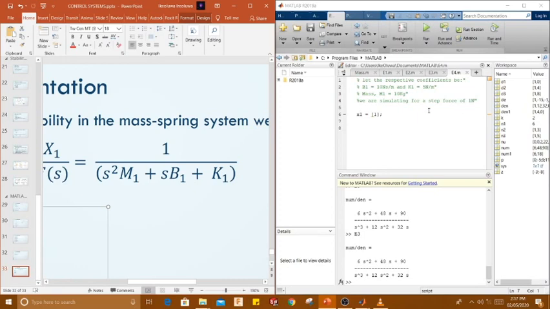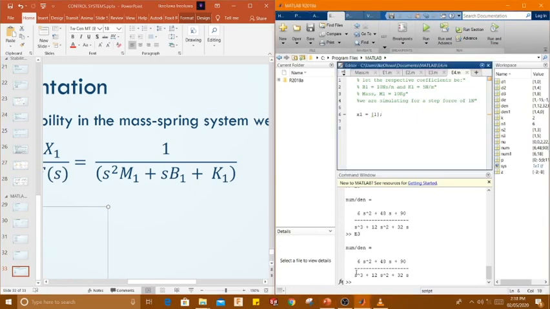So, now what's the denominator? Let's call that F. Let's say F equal to, define an array of coefficients. Now M1 is 10, don't forget, from our description, 10 kilograms. And then we have, what's B1? That's also another 10. And then what's K1? That's a 5. Okay, now we have that. Now let's define a parameter g as a transfer function of these two. Let's say x1, comma, F.